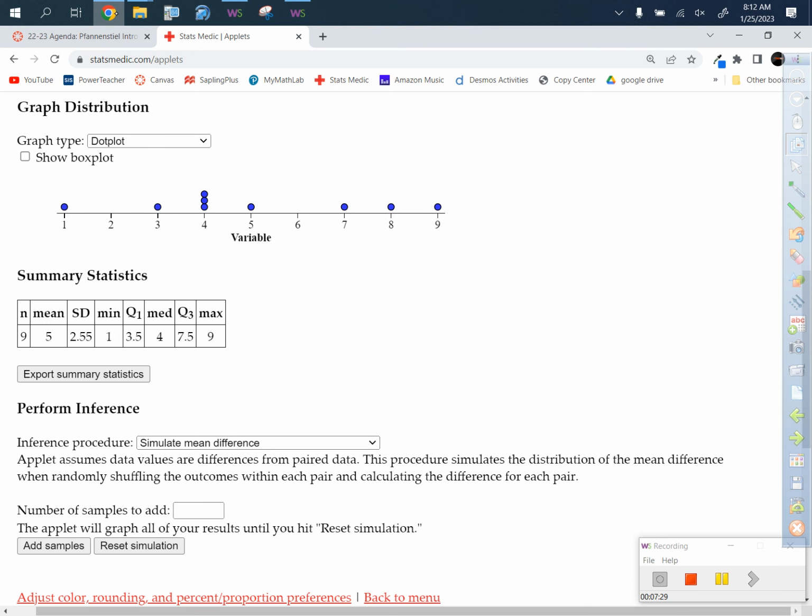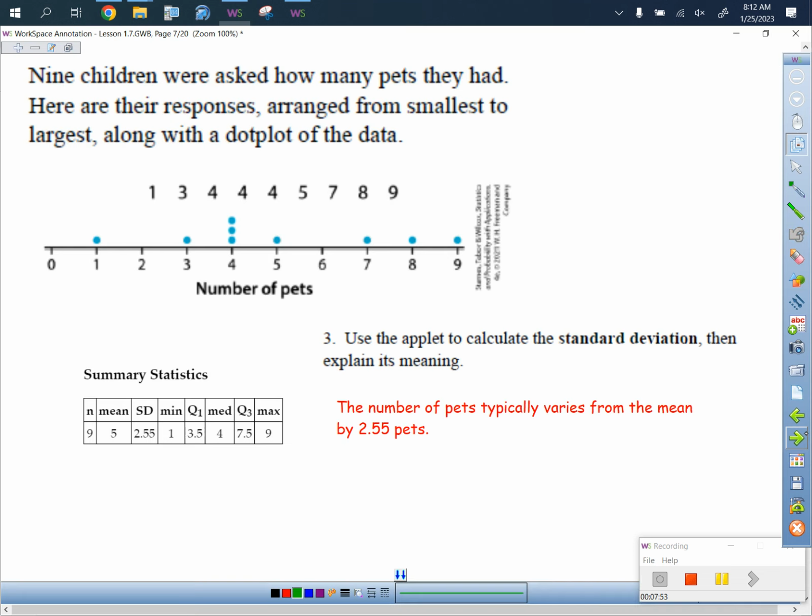So would you believe the average of that group of people was 5 pets? That's a lot of pets. The standard deviation tells you how far they vary from the mean. So this is what we'll write down, and we just have to get used to it. To explain the standard deviation, we'll say that whatever they're talking about, in this problem the number of pets, typically varies from the mean by 2.55 pets. The number of pets typically varies from the mean by 2.55 pets.